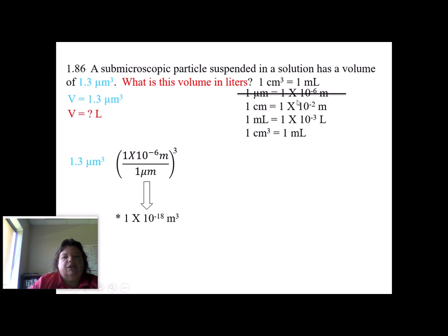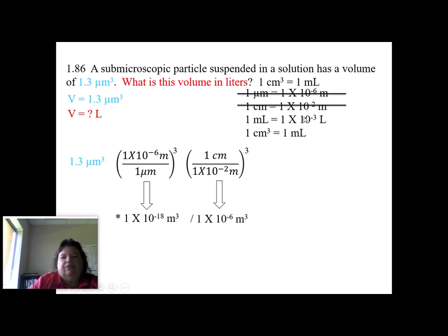The answer is the top because the meters need to cancel. So again, though, this now is cubed, so I need to cube this whole fraction. And 1 times 10 to the minus 2 cubed is 1 times 10 to the minus 6. So that's basically saying that I'm going to divide by 1e to the minus 6 meters cubed. Okay, and that leaves me centimeters.